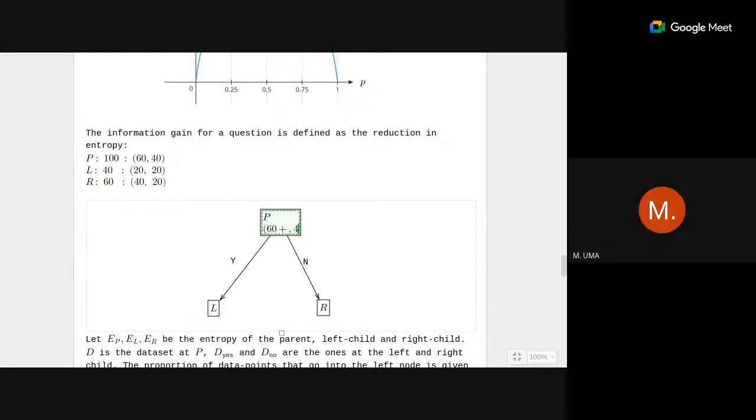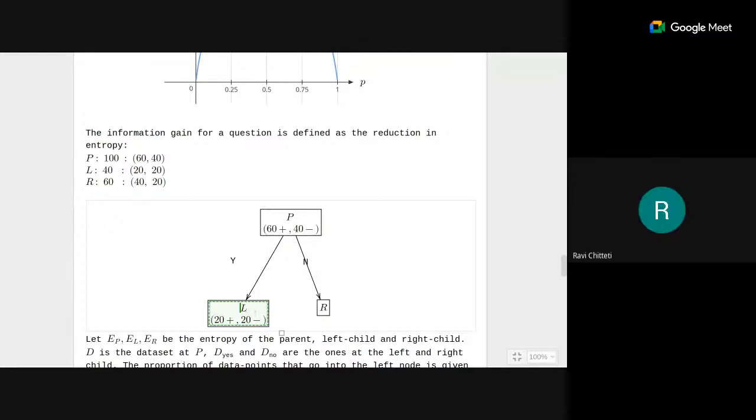Have you done this 2020 based on something, or is it fixed? It is determined at the child level, is what I'm actually saying. It's determined at the parent level. Then what is the point in actually calculating for the child? You're seeing, when I ask this question and move to the left child and right child compared to the parent, what kind of gain am I getting? Are left and right purer than P or not?